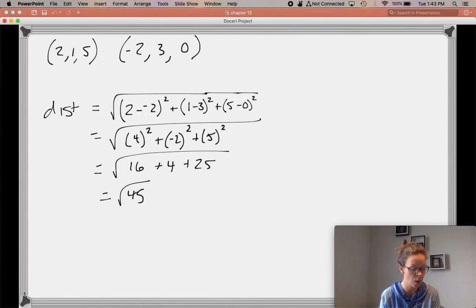That's not a perfect square, so we can just leave it at the square root of 45, or if we wanted a decimal approximation, we could get that. All right, so that's distance. It is taking the Pythagorean theorem and just extending it out by one more variable.